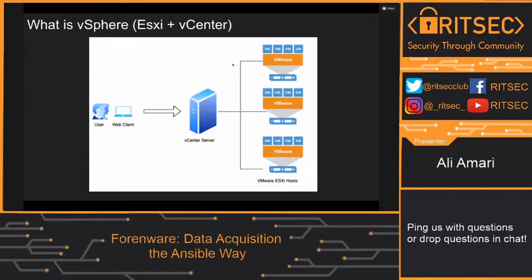And then what are vSphere, ESXi, and vCenter? ESXi is a type 1 hypervisor, which is essentially a server you can run on bare metal servers. And then if you have multiple ESXi hosts, you can manage them in a single host called vCenter. And this is what we're going to be using today.